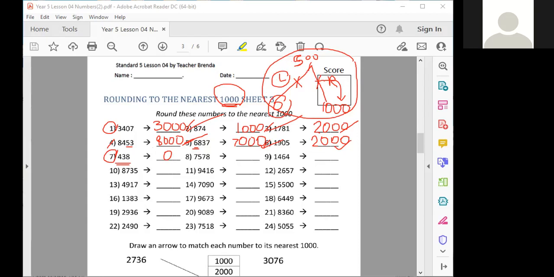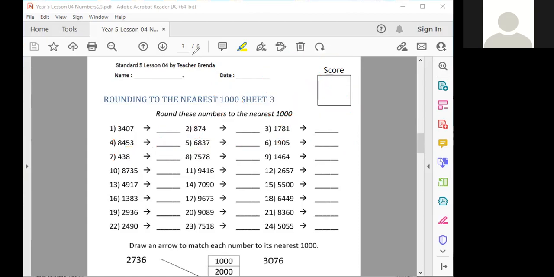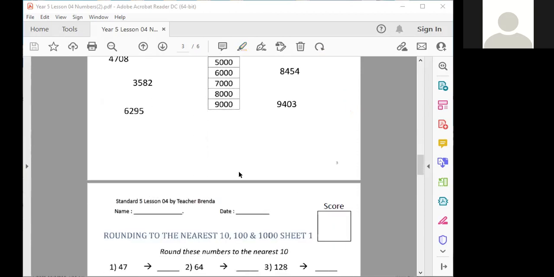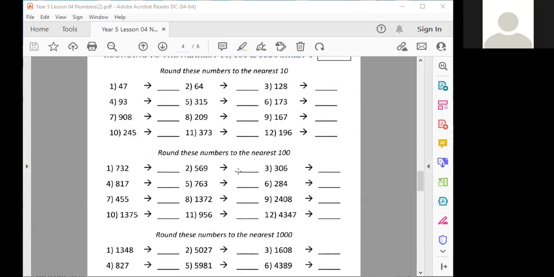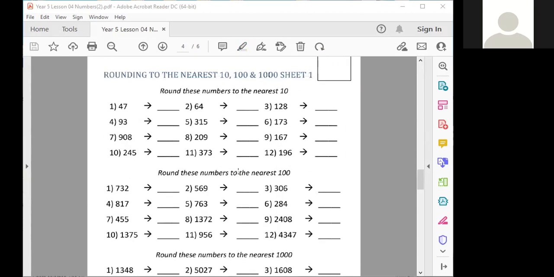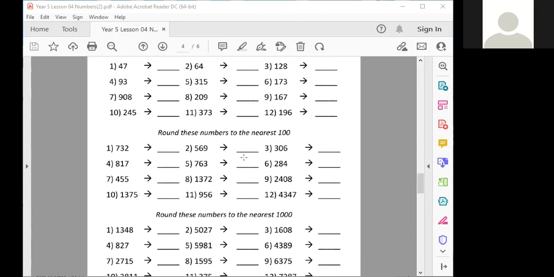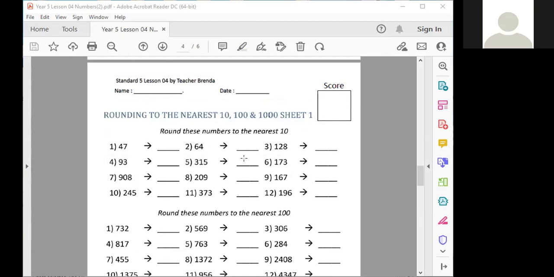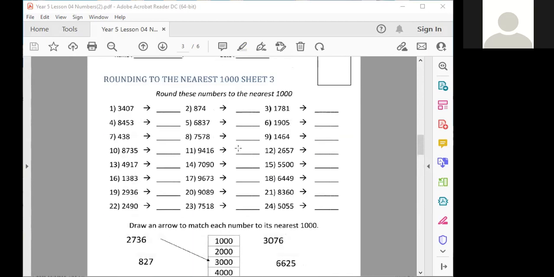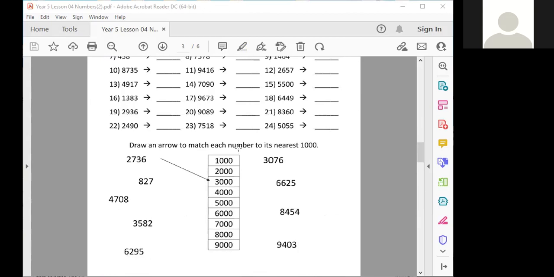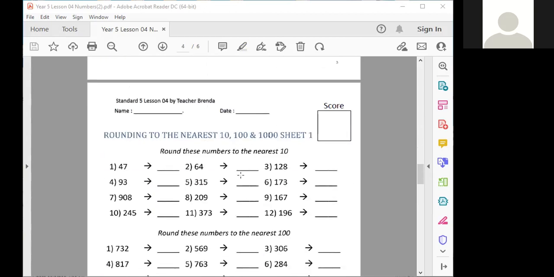Let's now move on to the next page. Over here, it's a combination of 10 and 100 and 1000. This one you do tomorrow. You have done a few questions here already, isn't it? So this one you keep it. Tomorrow you revise back again.